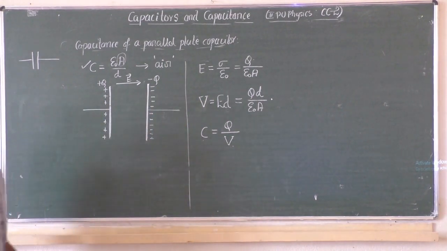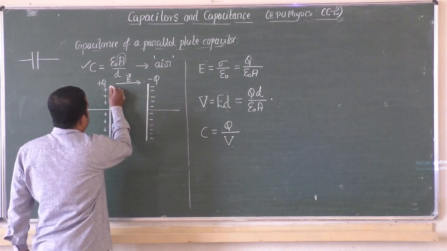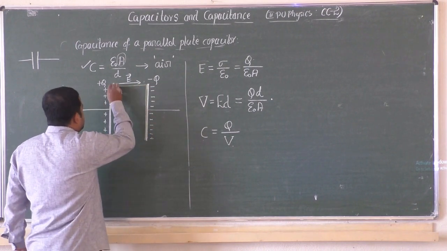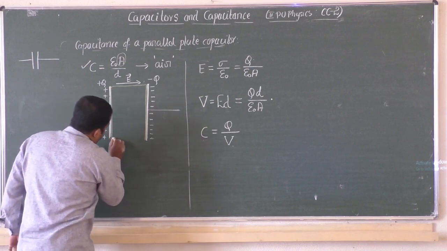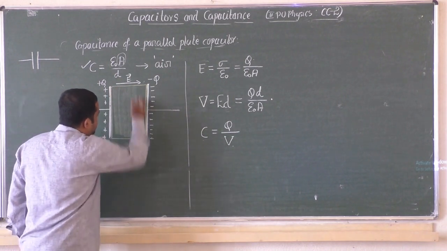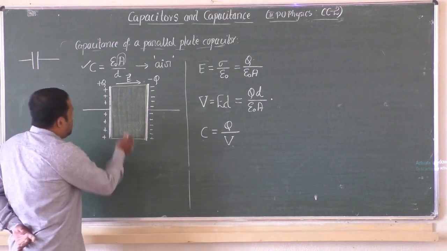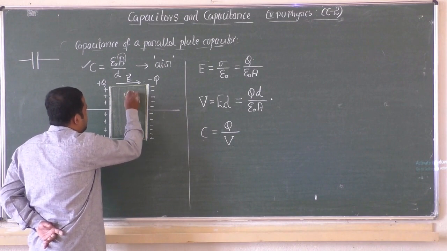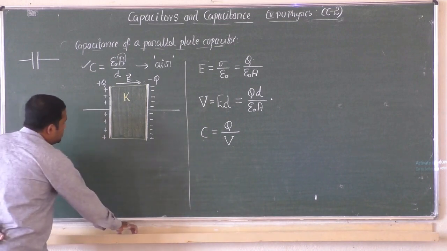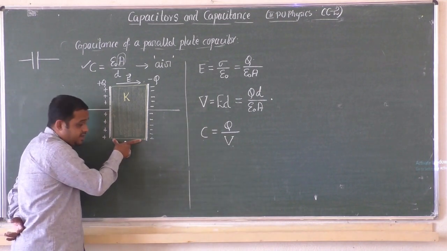Now imagine a dielectric medium of certain dielectric constant is introduced between the plates of the capacitor like this. Initially, it was an air-filled capacitor. Between the plates of the capacitor, the dielectric medium was air. Now I replace that air by a dielectric, a non-conducting medium of dielectric constant K. Let K be the dielectric constant of this particular medium. Now what happens? Now it is a dielectric medium.